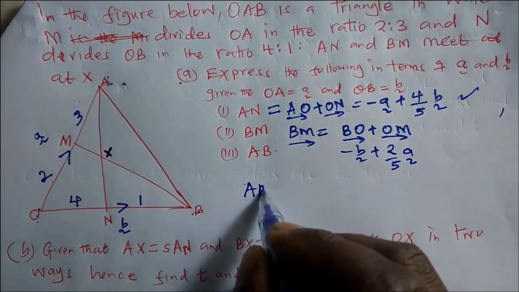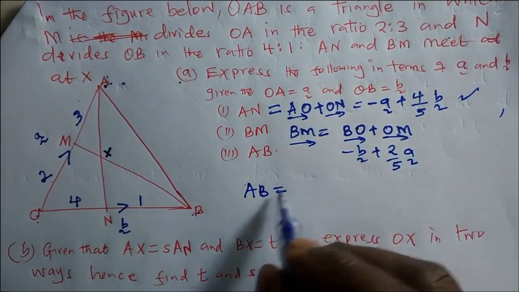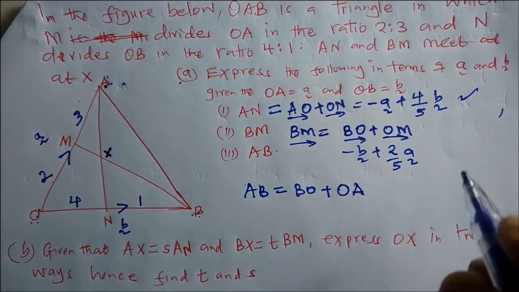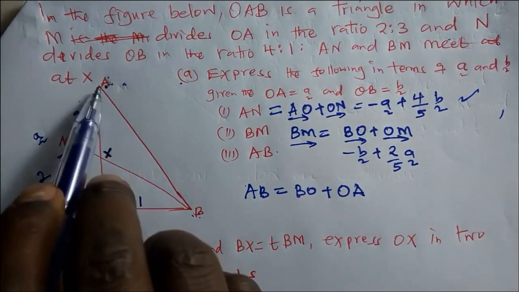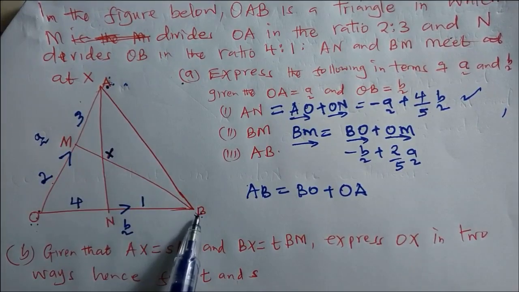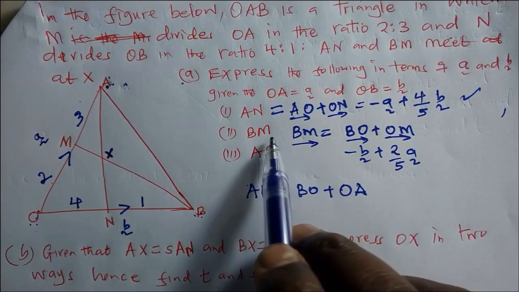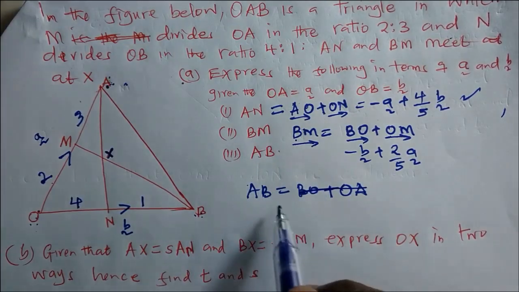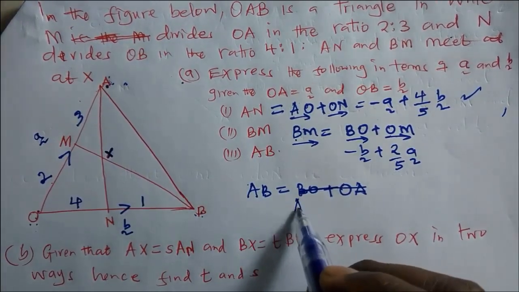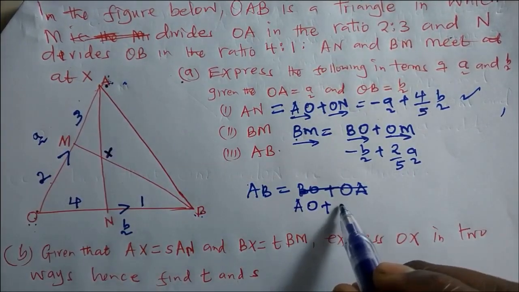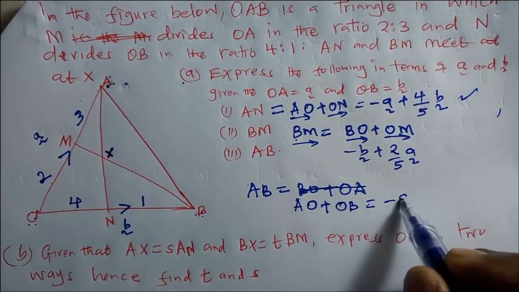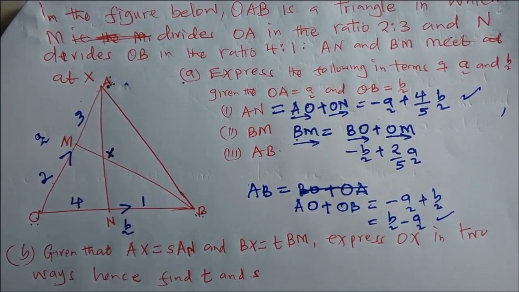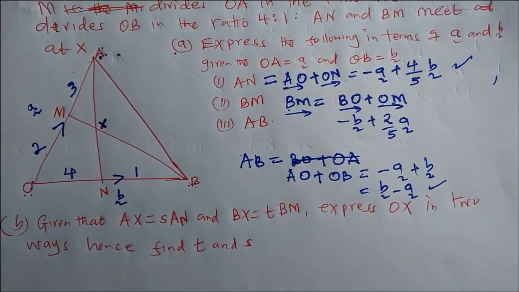Then AB is equal to AO plus OB, which is minus A plus B, and this is equal to B minus A. So we have finished expressing all of those in terms of A and B.